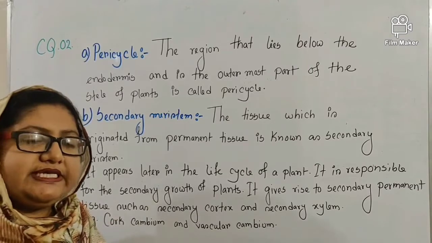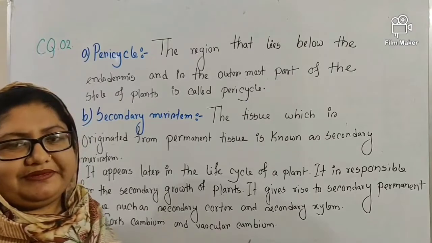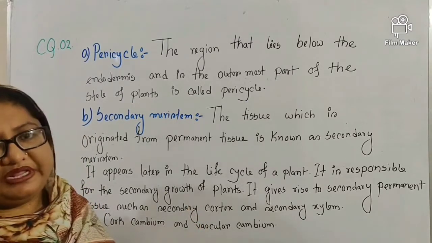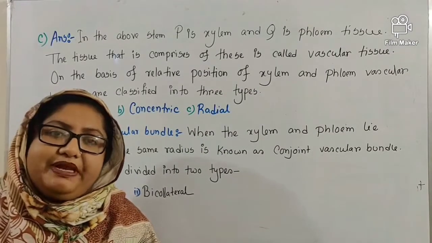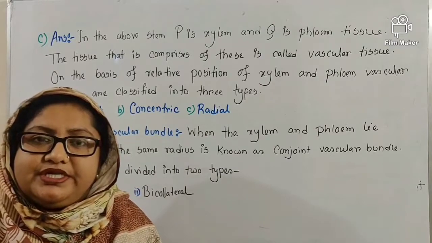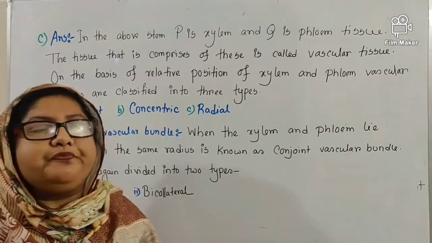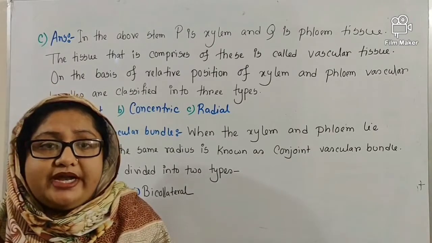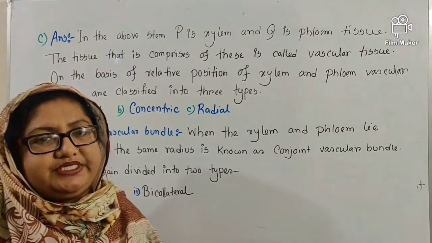Now the examples of secondary meristem: cork cambium and the vascular cambium. So this is the knowledge-based and comprehensive question. Now question number C, that means the application-based question. My dear students, now I am telling how you will answer or write the answer of an application-based question. You were asked to write the classification of vascular bundle in the application-based question.